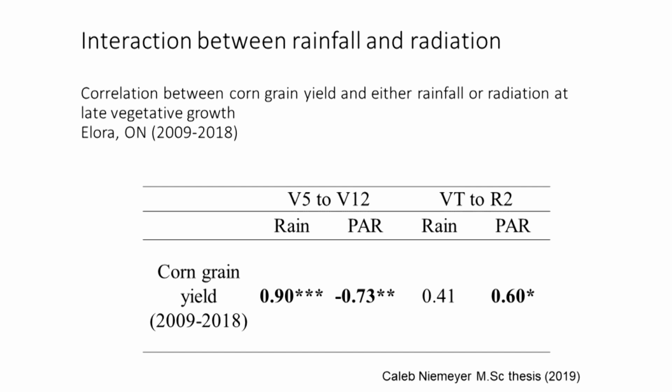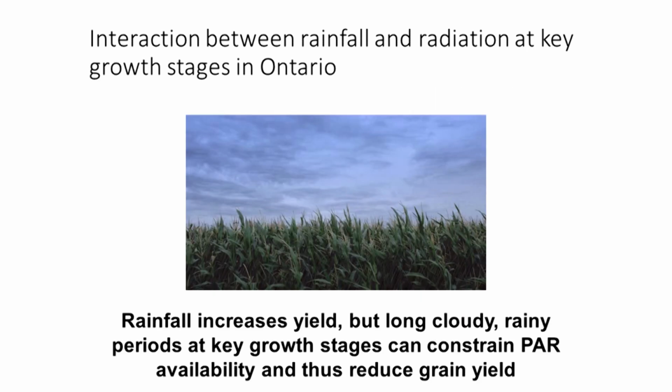So what are we to make of these data, right? Is it true that more sunlight during V5 to V12 reduces grain yield, right? No, that would go against the yield equation. And if the yield equation isn't true, then nothing we know about crop science is true. What's probably going on, as I mentioned earlier, is this negative inverse relationship between rainfall and accumulation of photosynthetically active radiation. In other words, sunny days are not rainy days, and rainy days are not sunny days.